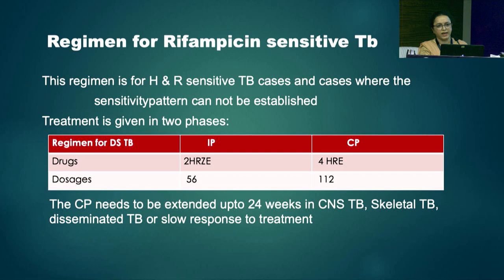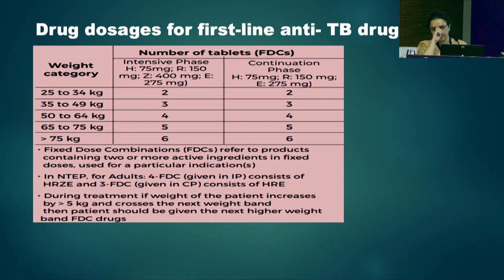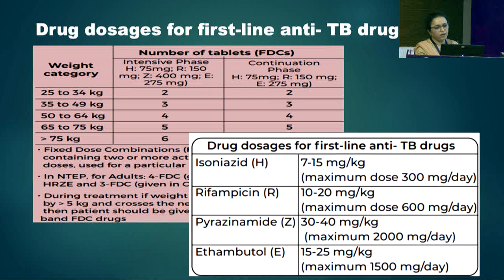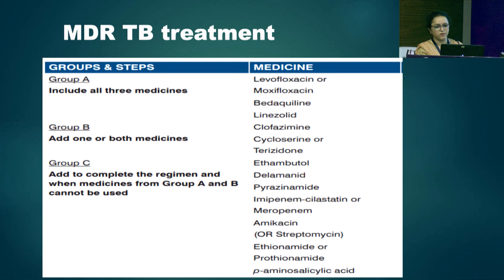So this is how the drug dosages for first-line anti-TB drugs look like. This is according to the weight, and there are weight bands. Most of our patients tend to fall in the 35 to 49 kilogram weight band and end up taking 3 tablets, both in the intensive as well as the continuation phase. These are dosages as per the milligram per kilogram. And the maximum doses for isoniazid is 300, for rifampicin is 600, ethambutol is 1500, and for pyrazinamide is 2 grams.